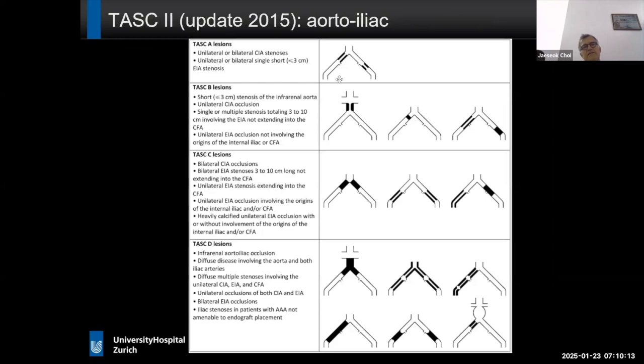So for these lesions, for example, the TASC classification of aorto-iliac stenosis ends here below the renal artery, so it couldn't be adopted. However, here the stents, this will be a TASC C lesion, and which they advocate surgical treatment.